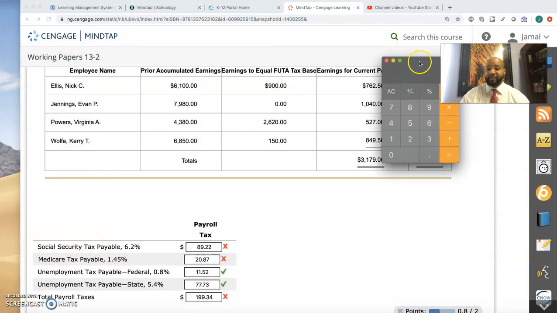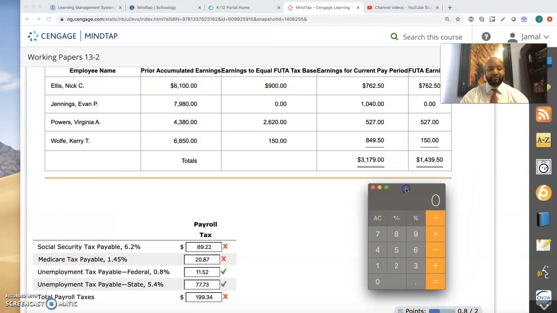There's a calculator. So I got my calculator. It says we're paying 6.2% of the actual pay, the current pay for that period, $3,179. So $3,179 times 0.062 should equal $197.10. We're going to round this up from the hundredths to the tenths, and that takes that to 10. So that's how it becomes 10 cents.